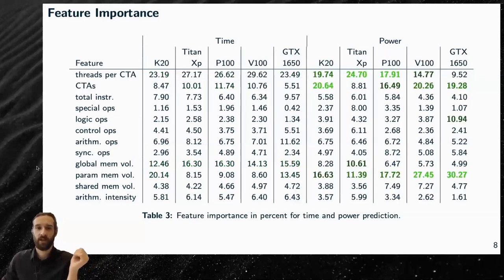For power prediction, we also see that the threads per CTA are usually quite important. Also the CTAs, and then also the parameter memory volume. The number of CTAs seems to be especially important for the K20 and the GTX. We think that could have to do with their low memory bandwidth, and they need more CTAs in order to be power efficient and hide latency and not idle doing no work.